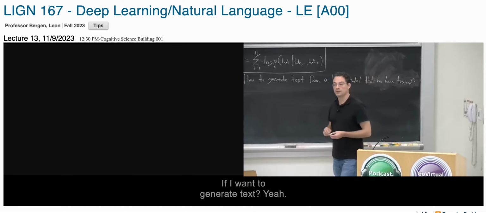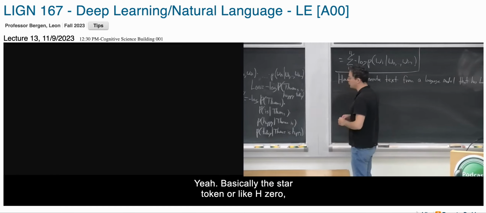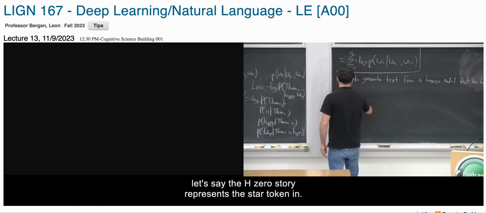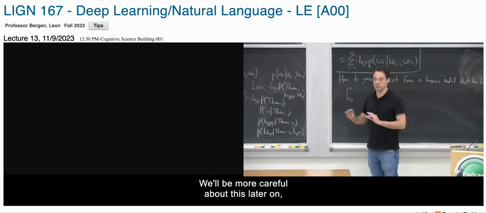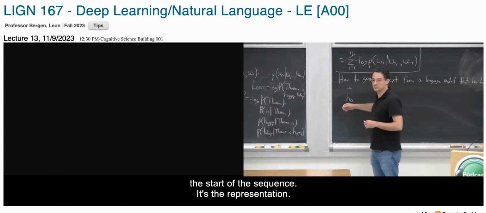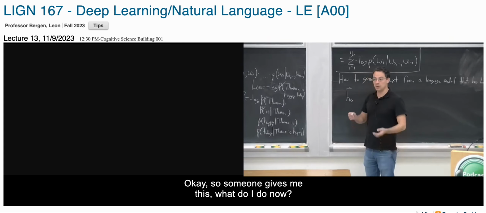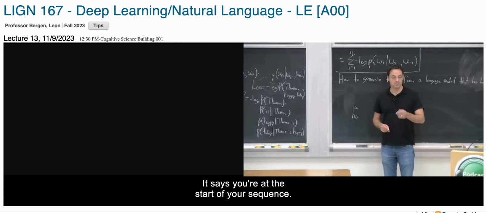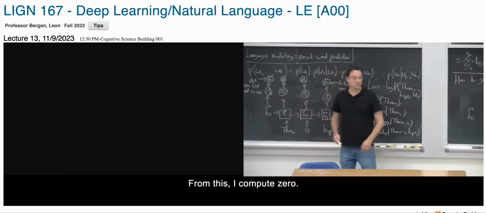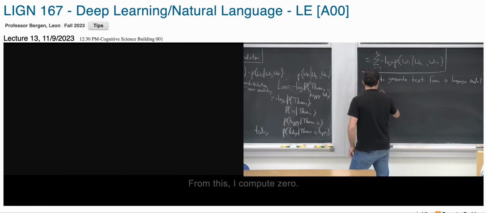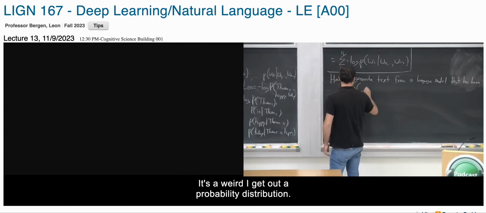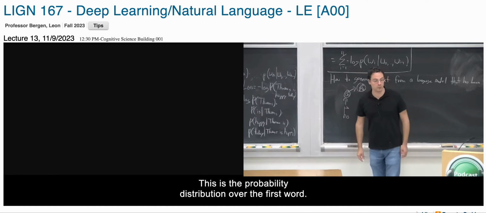Okay, so I have basically the start token, or H0. Let's say that H0 sort of represents the start token. We'll be more careful about this later on, but for right now, let's just say H0 represents the start of the sequence. Someone gives me this. What do I do now? It says you're at the start of your sequence, so I compute O0 from this. I get out a probability distribution, P0. This is the probability distribution over the first word.